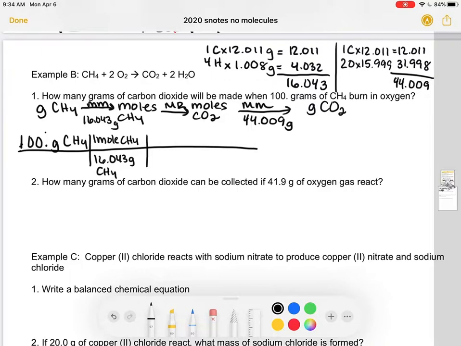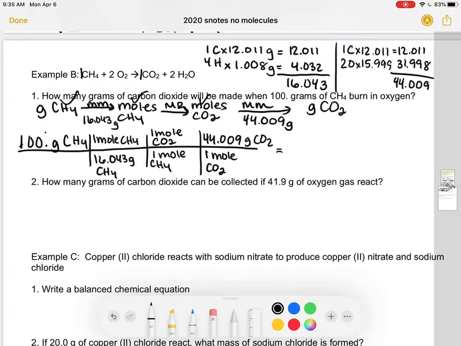Okay, and now I have to use my mole ratio. Well, looky here, my friends. That's a 1, and there's a 1. Look at that. That's super fun. So now for every 1 mole of CH4, I also get 1 mole of CO2. Okay, so now I've gone from grams to moles of something else. And now for every 1 mole of CO2, you get 44.009 grams of CO2.